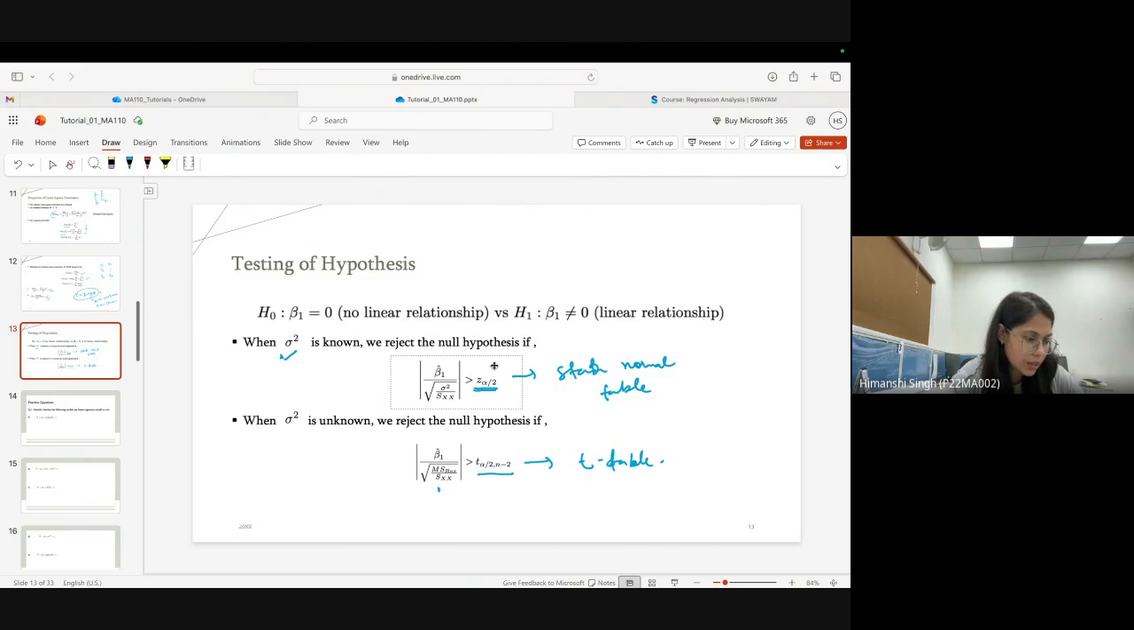Now just tell me, if you know how to find out the value of z alpha by 2 and t alpha by 2, then I will not be taking that. If you do not know, then just tell me, and I will explain how to find out these values.